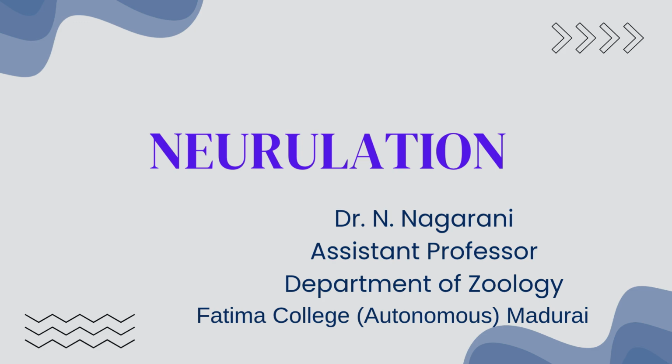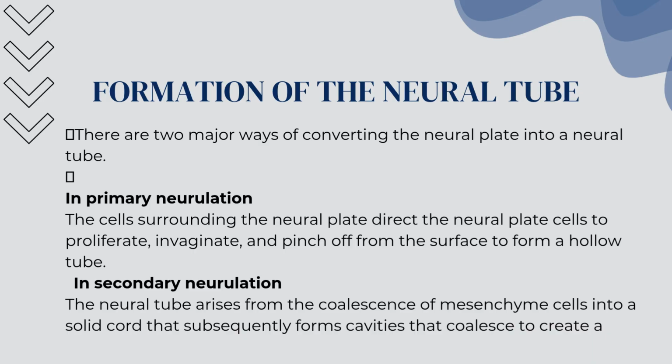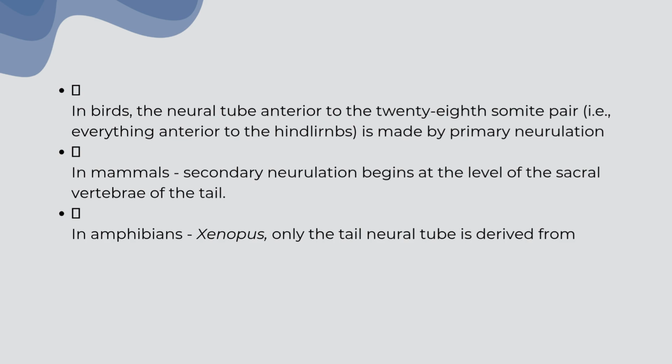Neurulation. We are just going to discuss the formation of the neural tube, and there are two ways in which the neural plate is converted into a neural tube. In primary neurulation, the cells surrounding the neural plate direct the neural plate cells to proliferate, invaginate and pinch off from the surface to form a hollow tube. In secondary neurulation, the mesenchyme cells form a solid cord and subsequently form a cavity.